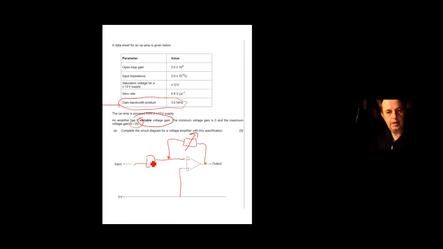Ohms. Okay, now in this case, it's asking us what's the input impedance of this voltage amplifier. So that one is my input impedance. So if I chose 10K, that is 10K.